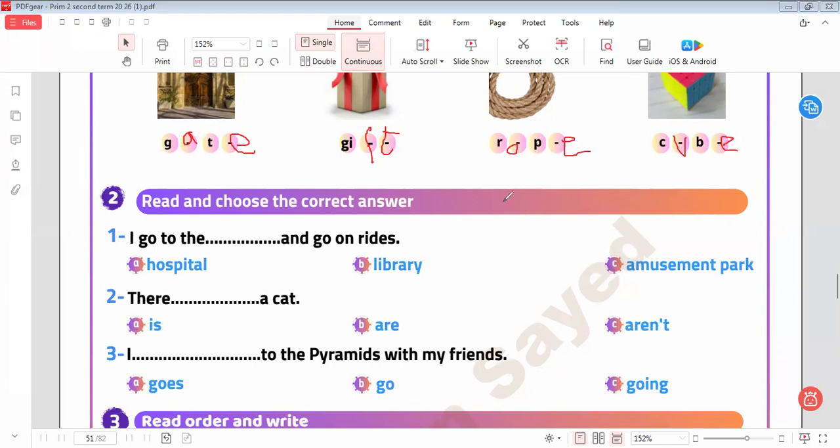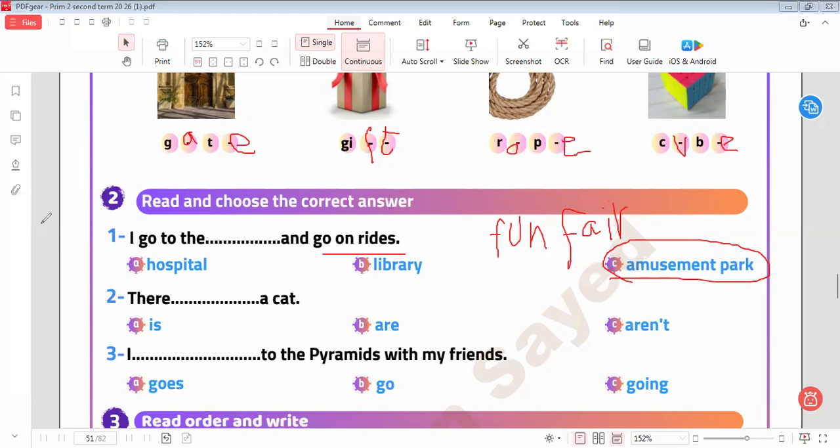I would like to say something, grade 2. We must keep the vocab to be able to answer the missing letters. So here we say, I go to the amusement park and go on rides. Rides here means the swings in the park, in the amusement park or the fun fair. We have more than one meaning of amusement park. We have also fun fair. When we go to the place that we have swings and slides, we say fun fair. We use also fun fair, amusement park, and so on.